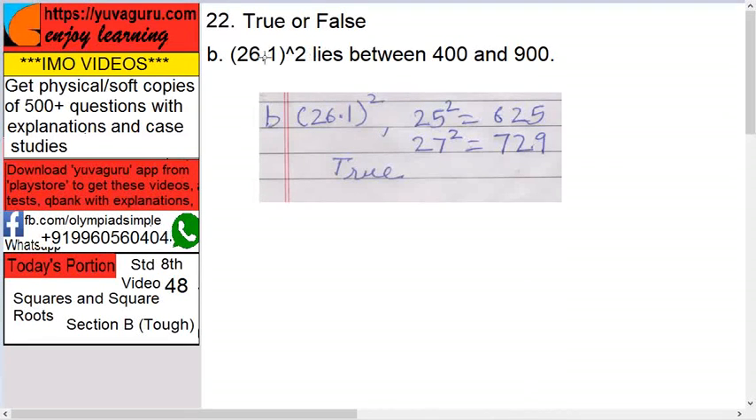Next, 26.1 the whole square lies between 400 and 900. This is quite easy. Find one number before, find one number after. So 26.1 square we want. So 26, one number before is 25 square, 625. And one number after, 27 square, 729. So 26.1 square will lie between 625 and 729, right? Now if it lies between 625 and 729, it will definitely lie between 400 and 900. So this is also true.